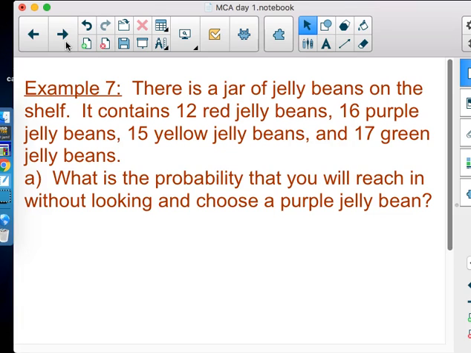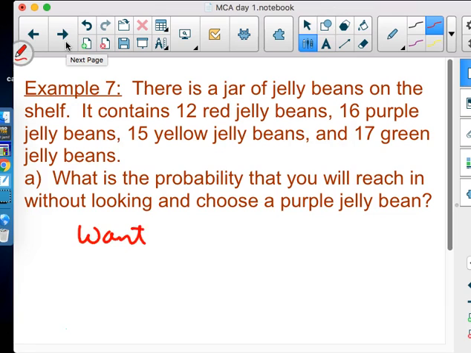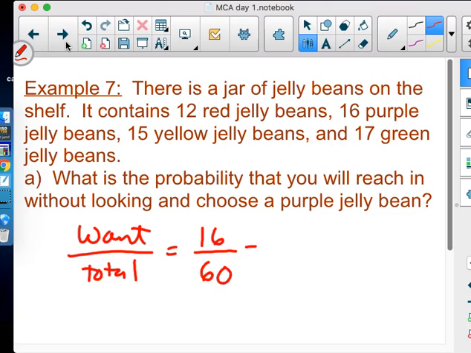Well, probability is all about counting what it is you want to happen. How many are there that you want to happen? And dividing that by the total. So what we want to happen is we want to get a purple jelly bean. How many purples are there? 16. And I can see you're already typing it in. Did anybody already get the total? 60, 60. So reducing that, let's see, 4 will go into both. We could reduce it to 4/15, but usually they put it as either a decimal or a percentage.